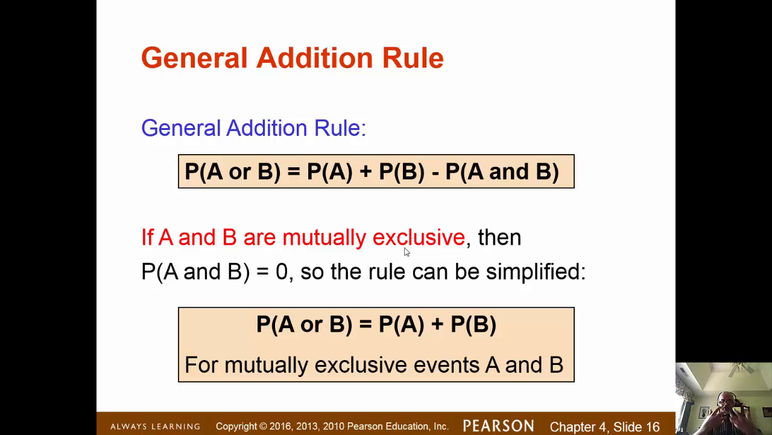Now, a special case is when there is no joint probability, if A and B are mutually exclusive, which means there is no intersection. There is one circle that represents A, and another circle that is completely disjointed that represents a second event. There is no intersection. Then the probability of A or B would be just probability of A plus probability of B.